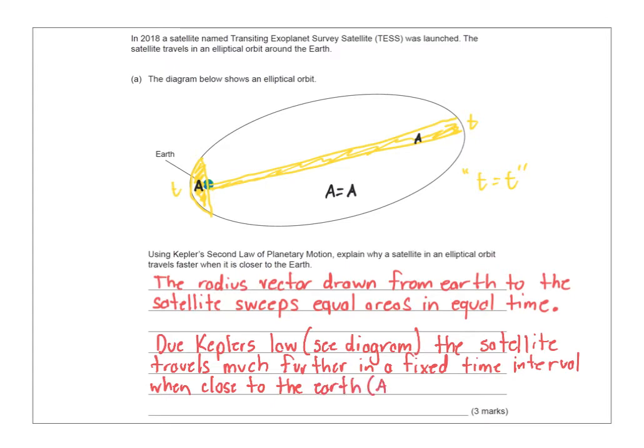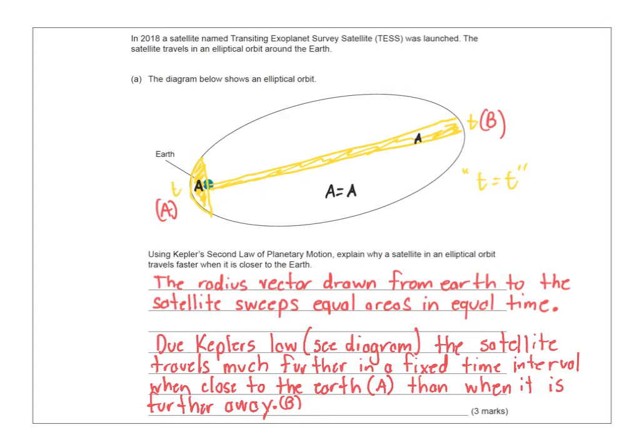and maybe I'll just label that on my diagram A, than when it is further away. Sorry, I'm going around a box on my screen here. Say in that interval there, B.